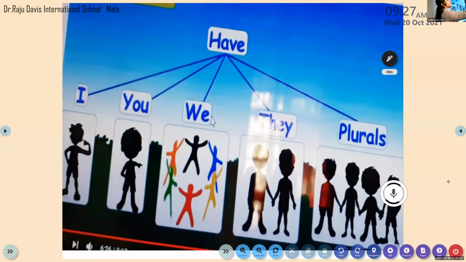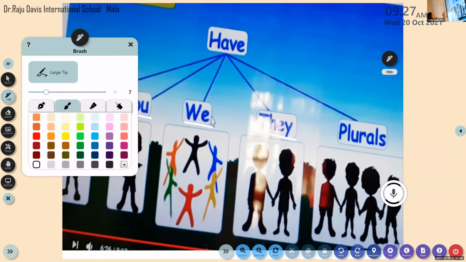Okay, all of you, please mute your audios. So with plurals, you can see the picture here, more than one. So when we are talking about plural nouns, we use have. And also with pronouns you, we, they, we use have. Clear? Yes?